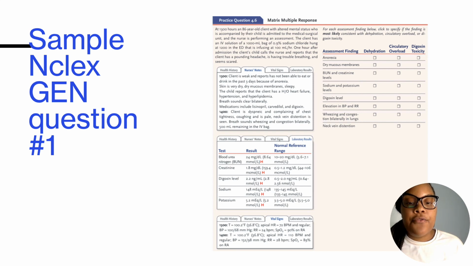Now at 1400, her temperature didn't change, but her heart rate went up to 110, and her blood pressure went up to 152/98, and her respirations went up to 28, and her oxygen went down to 89.